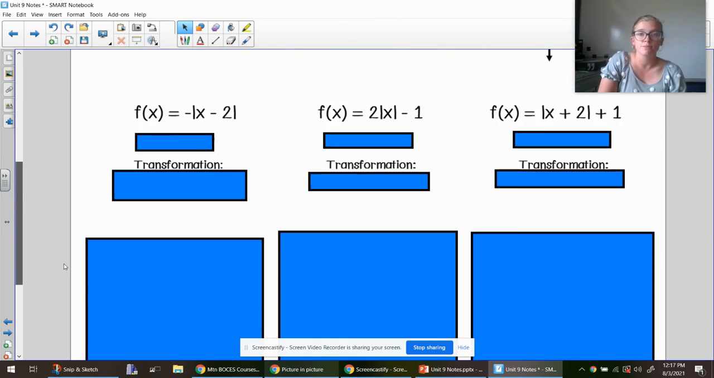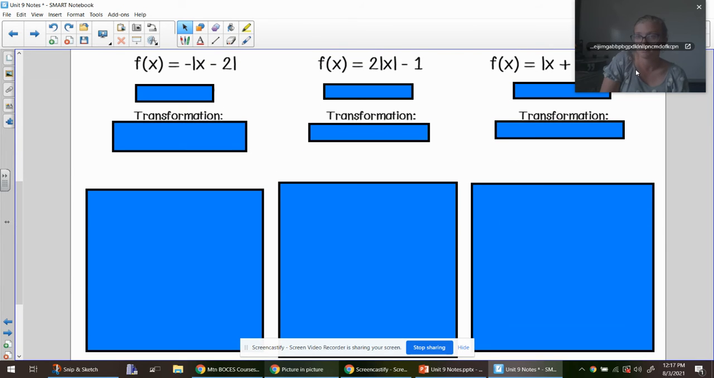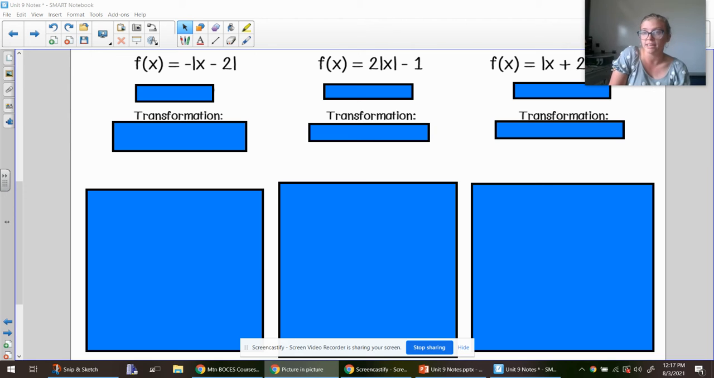So let's take this information and we're going to look at 3 examples. Can I make my face smaller? Ooh, I can. That's as small as my face will go, so we'll keep going with that.